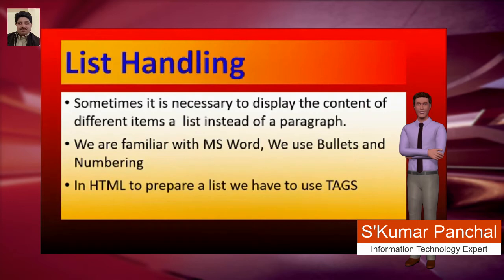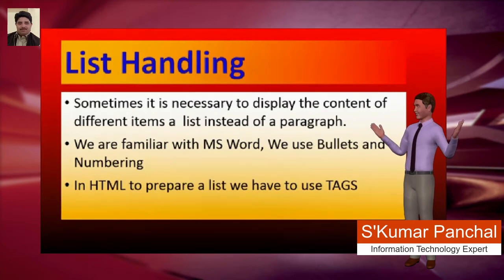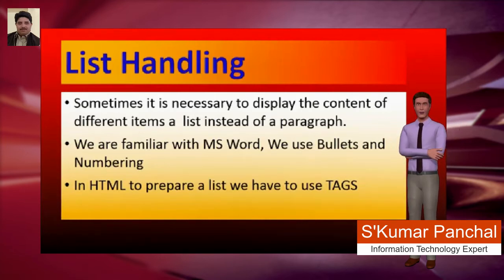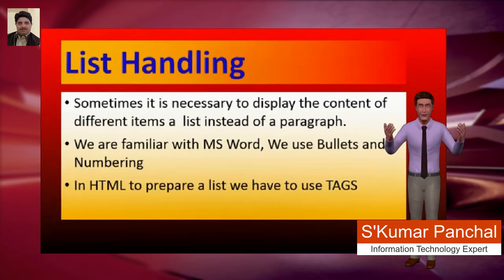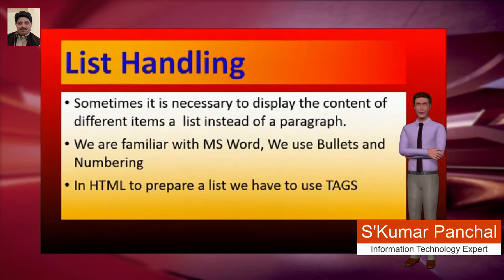Now, we all are familiar with Microsoft Word program. In Microsoft Word, we get a facility of preparing a list. We get two options there. First option is ordered list, in which we can give 1, 2, 3, 4, that is numbering, or A, B, C, D. Different options we get. And another one is unordered list, that is bullets. So in Microsoft Word we have got two things, bullets and numbering.